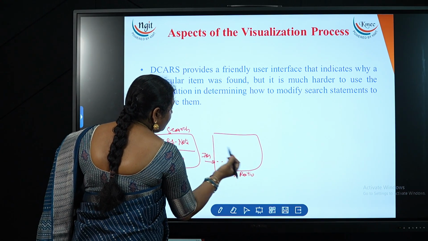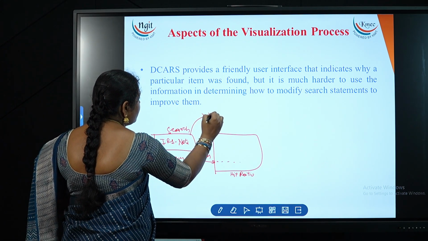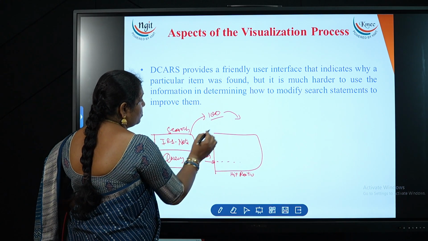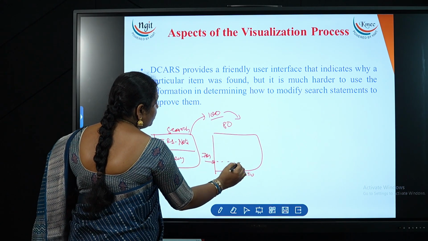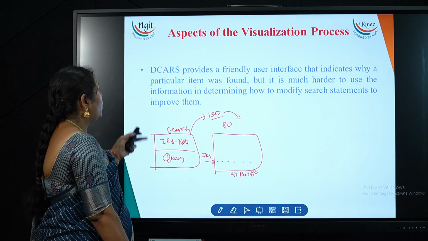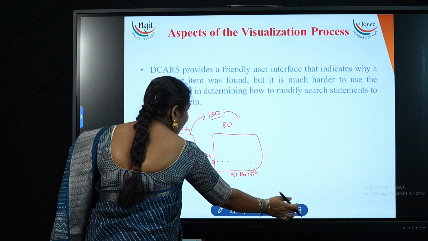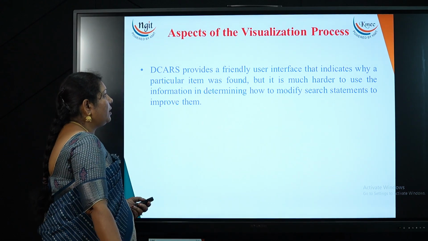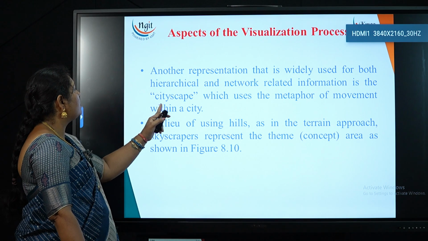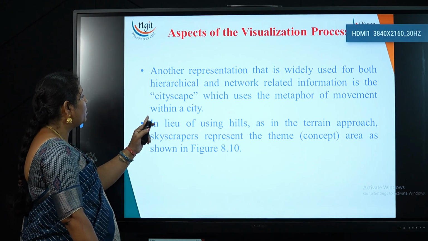How many pages have been hit? I will get some 100 pages out of 100 documents which are relevant to this particular IRS notes. If it is only 80, my ratio will be 80 over here. That is the meaning: what exactly the item is found according to the relevancy of the search query I have written. Another representation, for example, is called CitySpace, which uses the metaphor of movement in a city.